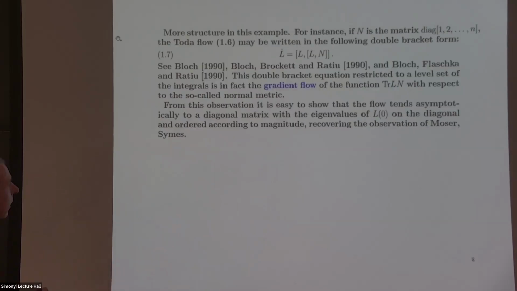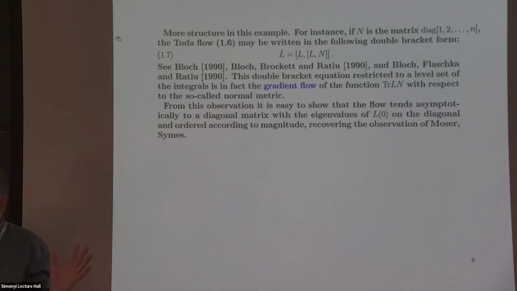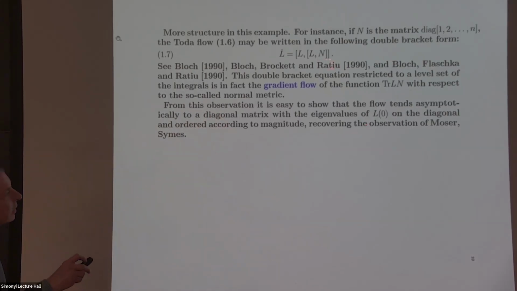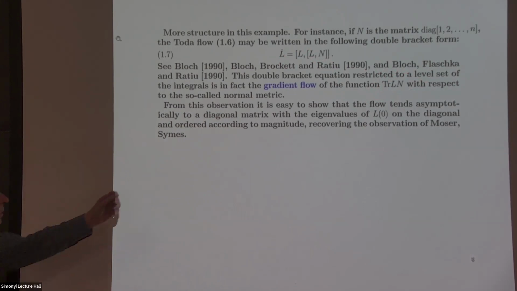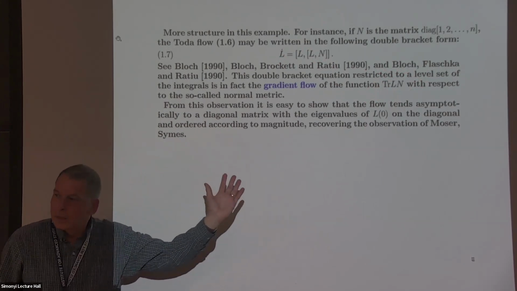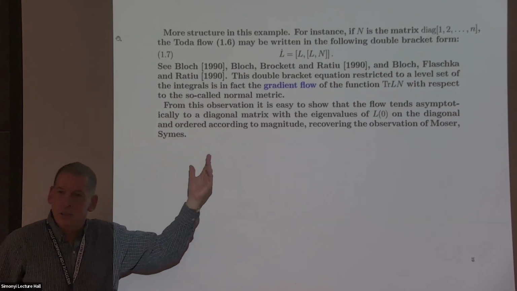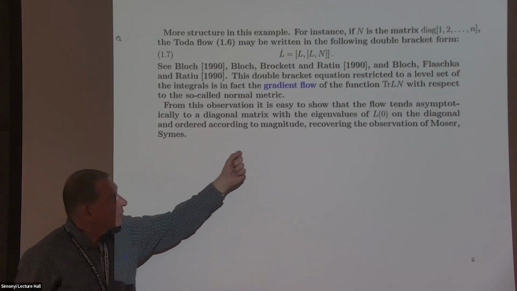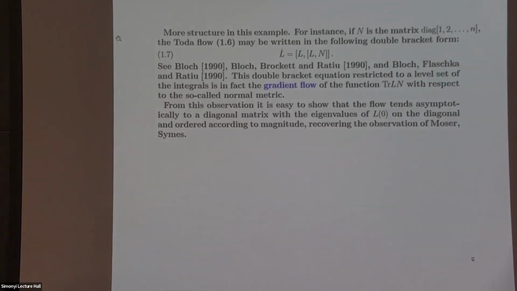Why do I care about that? Well, this turns out to be a gradient flow. Choosing the right metric on an orbit, you can check that this is the gradient flow of the function trace LN, which is not the Hamiltonian, so it has to be something else. But it turns out, and this is kind of a rare thing, that the Toda lattice flow is both Hamiltonian and gradient. It's Hamiltonian in that it conserves an energy, and it's gradient in the fact that it decreases this guy, trace LN.